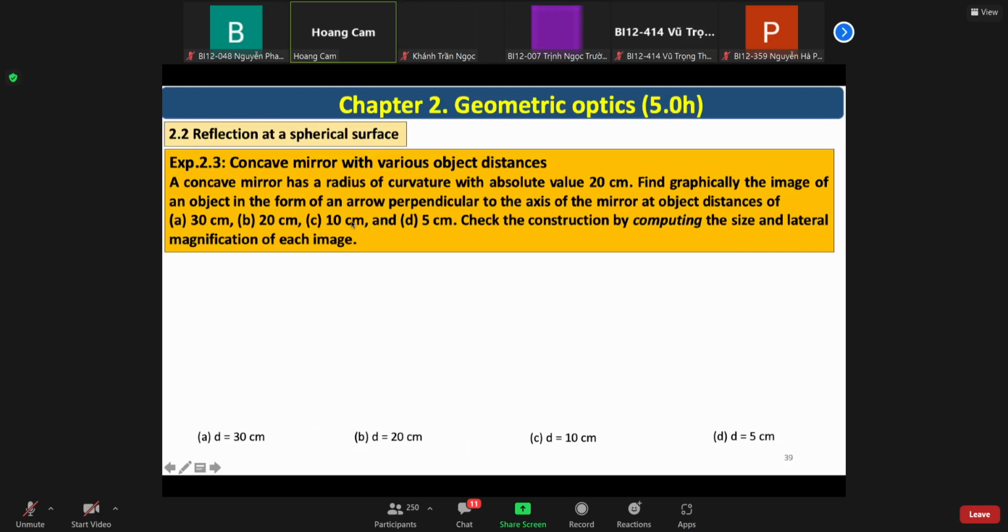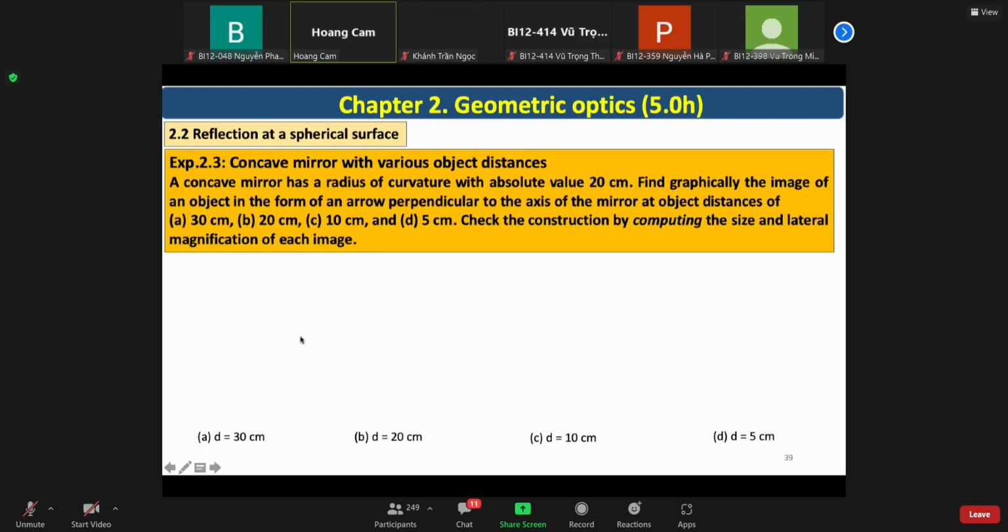The concave mirror with various object distances. We will consider a concave mirror with a radius of curvature with absolute value 20 centimeter. So pay attention when you read the problem and you see the absolute value 20 centimeter. Pay attention if it is concave.